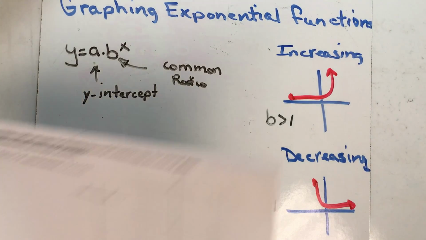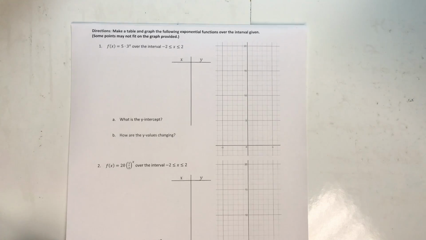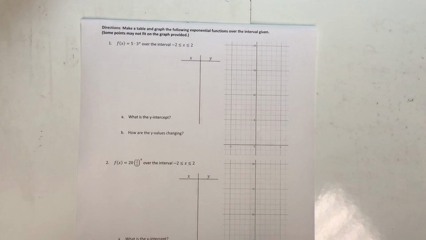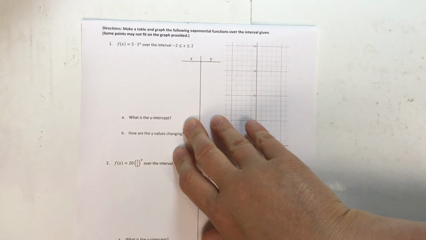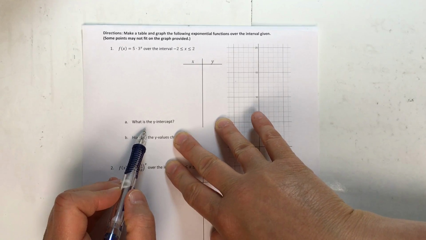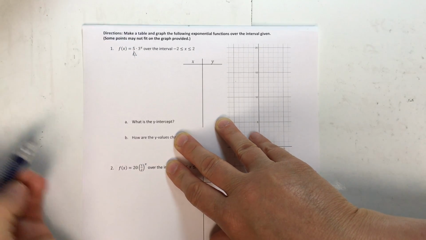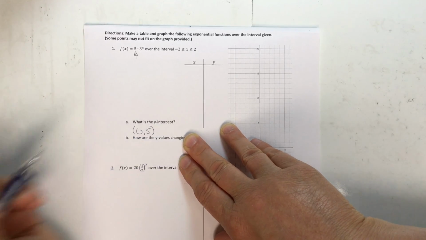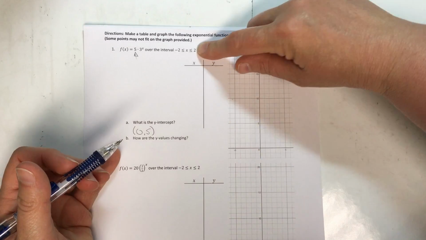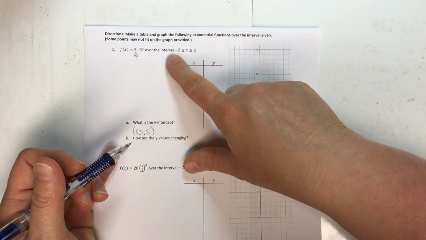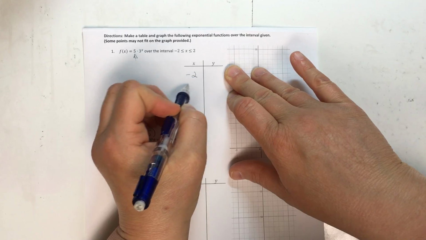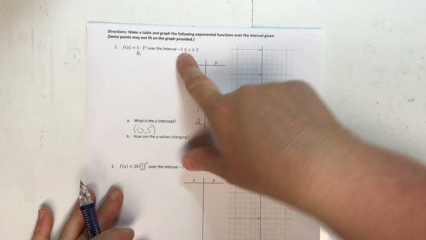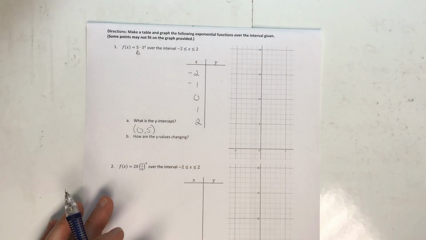All right, so I'm going to change venues on this, and we're going to do a few of these questions on paper. So what is the y-intercept? Well, our y-intercept is our a value, and we write it as an ordered pair, so it would be (0, 5). Now, the interval they want us to use in this case is -2 to 2. So I'm going to do -2, -1, 0, 1, and 2. So we would go all the way from the smallest to the largest of our intervals.